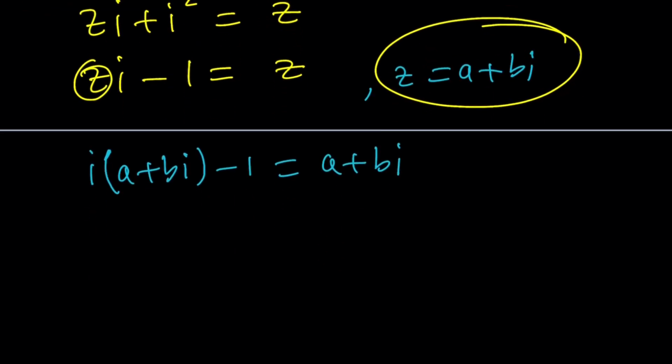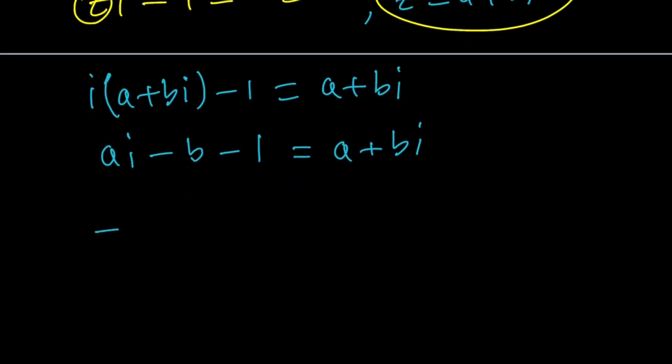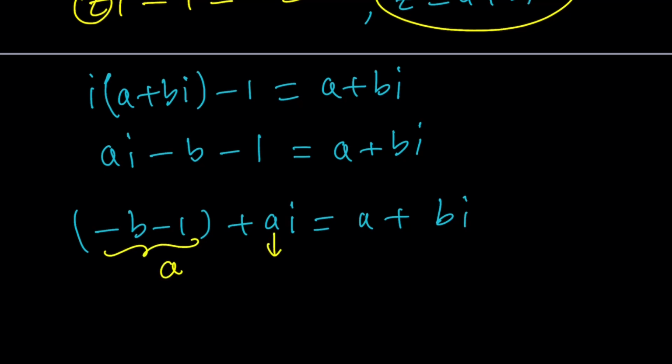Let's go ahead and distribute first. ai, not artificial intelligence, just ai, plus bi squared, which is minus b. Remember, i squared is -1, right? Minus 1 equals a plus bi. Let's arrange these terms a little bit so that the real part and the imaginary part are separated. And now we can compare the real parts and the imaginary parts. Think about it. The real part here is a, so this must be a. And the imaginary part a is b, so a must be b.